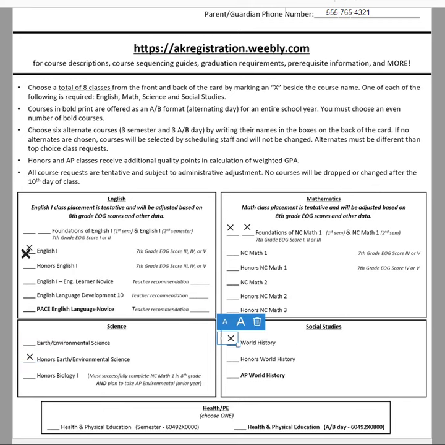So if I'm counting my classes so far, I have 1, 2, 3, 4, 5. Health and PE is a required class as well, but I'm going to wait to pick that class till last because if you see, this class is taught both ways.